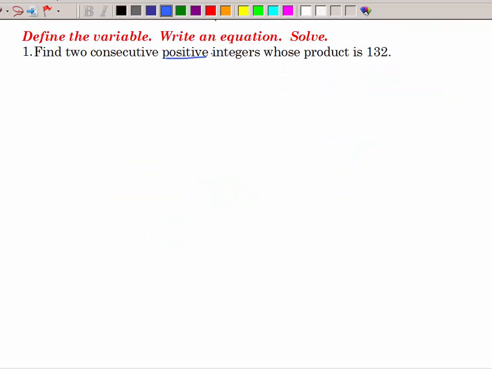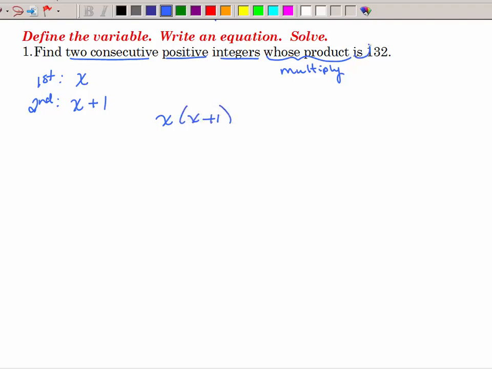Alright, so positive means our answers cannot be negative. Let's get this, two consecutive integers, so two numbers in a row. So I'm going to let my first integer be x and my second integer be x plus 1. It did not say even or odd, it just said consecutive integers, so that's why I want that plus 1. And then it says whose product. That means to multiply. So I want to multiply x and x plus 1, and of course is means equals 132.